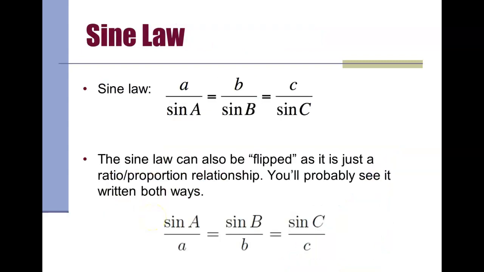All right, next let's look at the sine law. The sine law is a relationship between a side and the sine of the respective angle: side B and the sine of angle B, or side C and the sine of angle C. It's really just a ratio proportion relationship, and I only need to know two things. If I know A and B stuff, I'll use this. If I know B and C stuff, I'll use this. But because it is a ratio and proportion relationship, you could actually write this ratio upside down. And so you can use whatever version of the sine law that you're used to or that works for you.